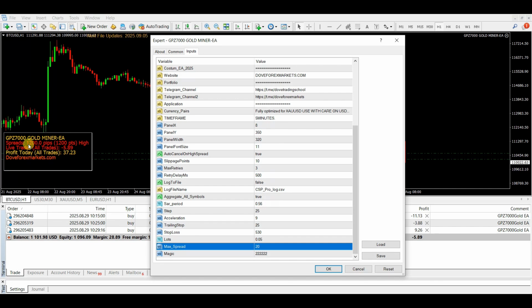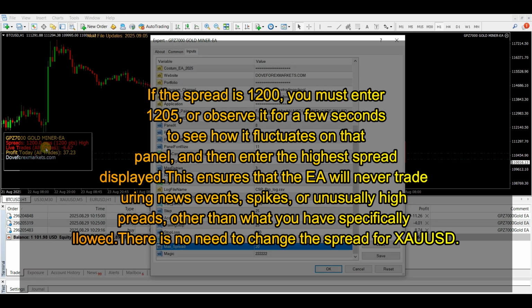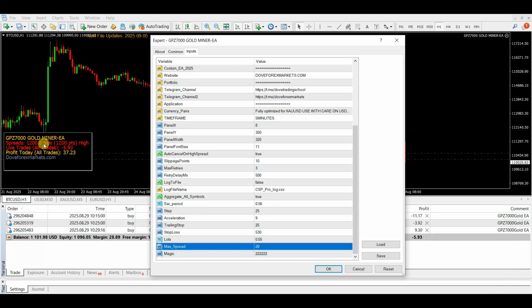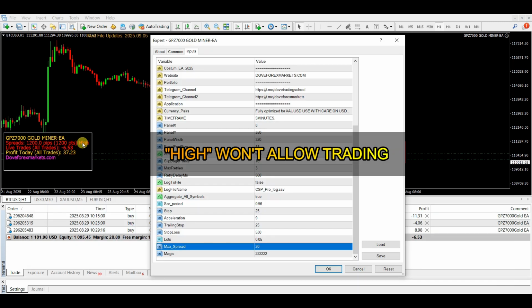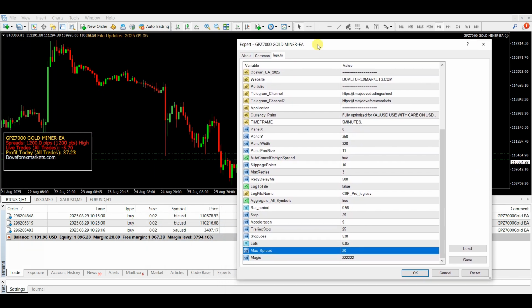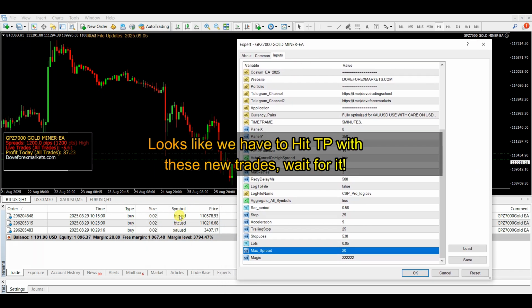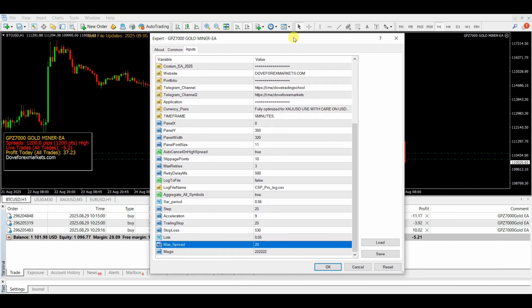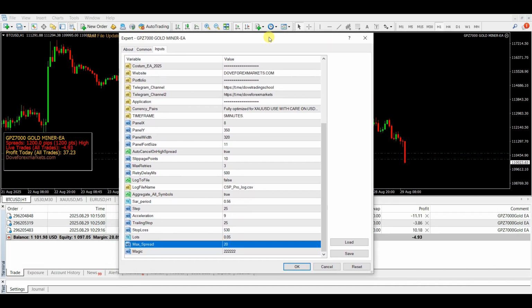It is actually 1200 pips right now. That is BTC USD. Bitcoin, the spread is 1200 and it is saying high. Because it is high, it won't take any trades. It seems like we have some trades there for BTC USD, but those are happening from the server side. I'm on my desktop right now. That's why I've put the auto trading off and just placed the EA there so that I can demonstrate things to you.